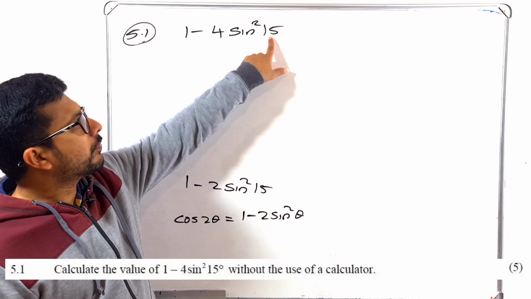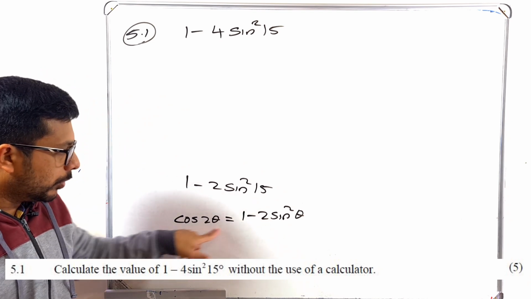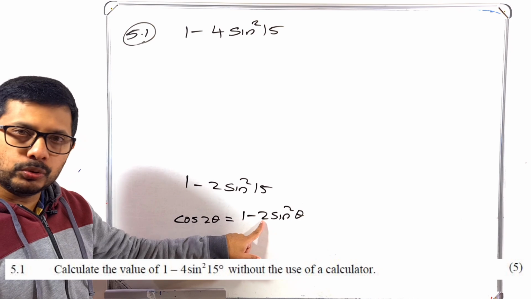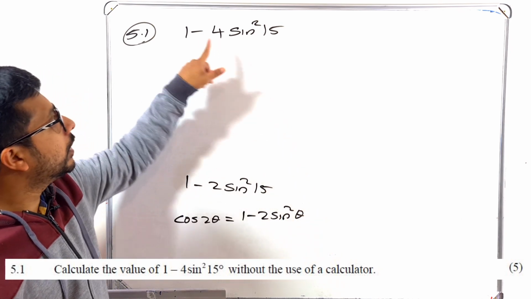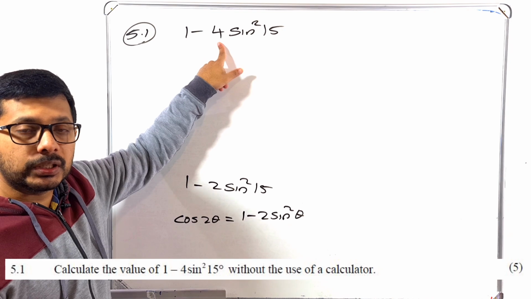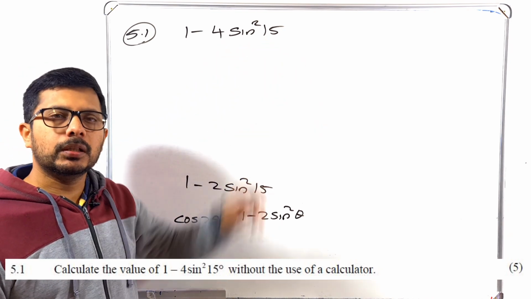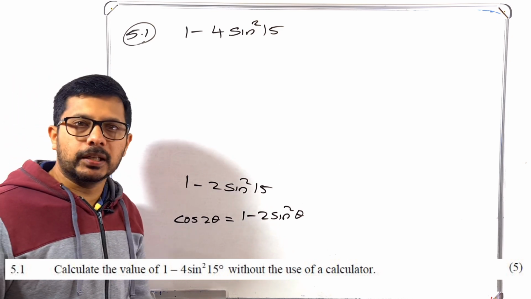Now I know that I can't write it like this, because if I want to write it like this, here it is supposed to be 2, 1 minus 2 sine square. That is what you studied in the formula. So here 1 minus 4 sine square theta. So what you have to do is, is it possible to write this 15 as a special angle?